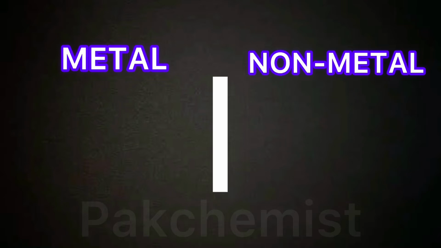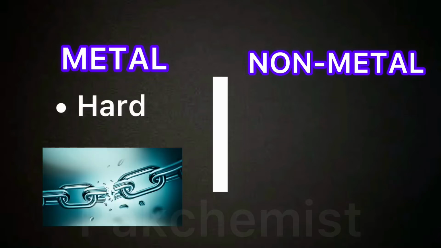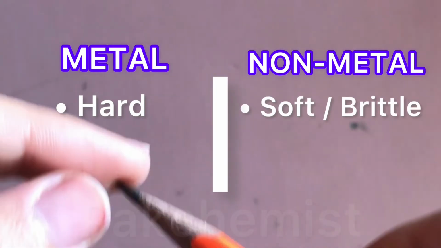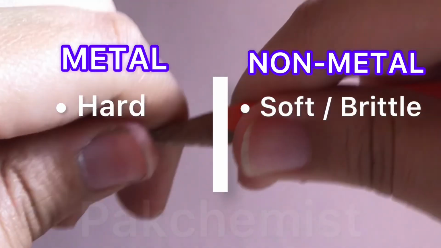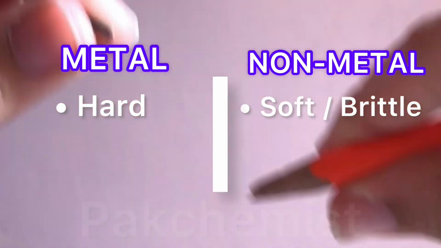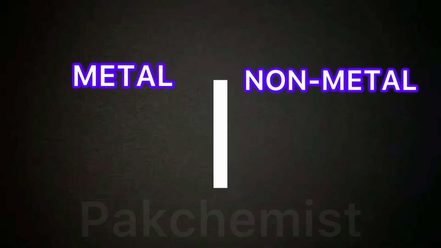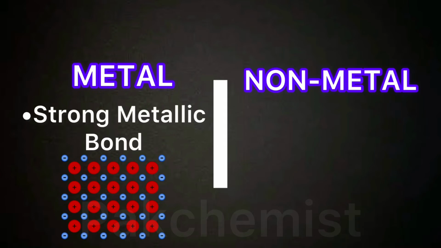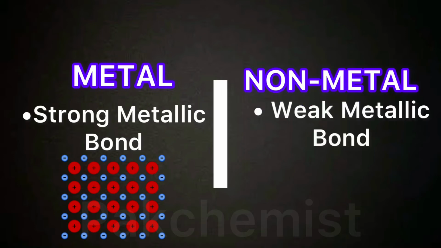The other property of metal is that they are hard. They cannot break easily with our hand, while on the other hand, non-metals are soft or brittle, meaning they can break easily with little pressure. The other property of metal is when the bonding is strong, they are hard. When the bonding is weak, they are easily breakable. It means they have a strong metallic bond or a weak metallic bond.